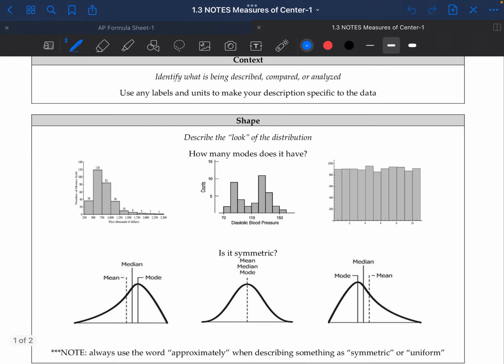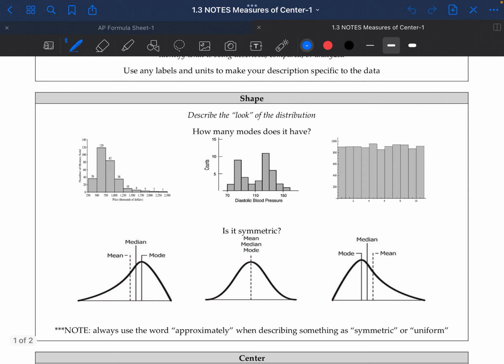The next thing is shape. This is where we look at what the distribution quote unquote looks like. There are a couple of ways to do that. The first is to describe how many modes you see. Mode is being used similar to the definition you may remember from middle school: the most frequently occurring value. What that means visually here is how many humps or hills it has.